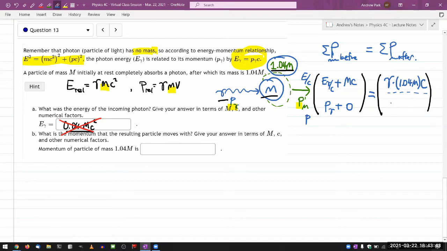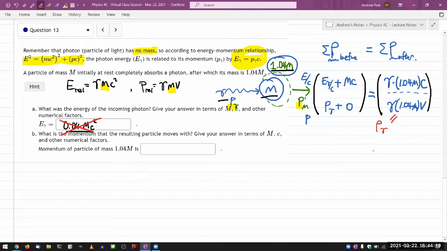The momentum component, let me write out the expression. It's going to be gamma times 1.04 m times v. And this is going to be just equal to p gamma. So when everything is said and done, this will just be equal to the momentum of the photon. So this can be treated in a couple of different ways.